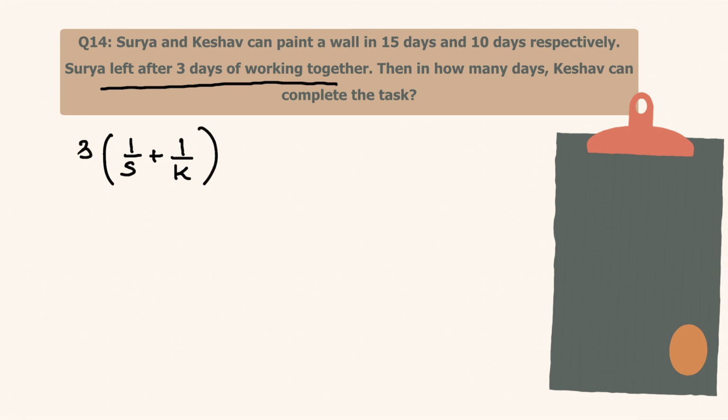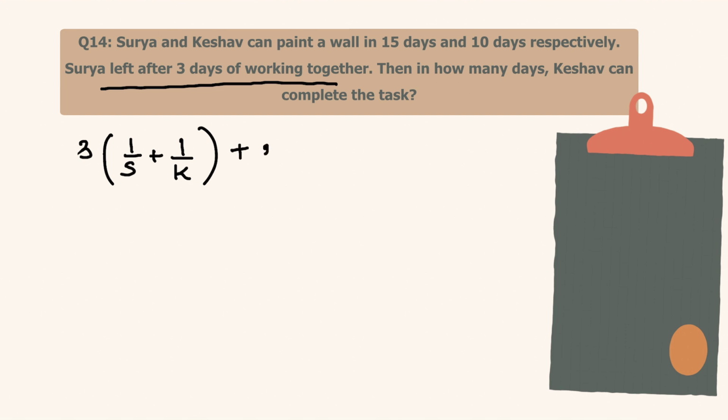This is the work done by Surya and Keshav in 1 day. This is the work done by them in 1 day, multiplying it with the 3 days they worked together. So we got 3 days' work here. And it is given how many days Keshav takes to complete the work. So Surya is gone now, only Keshav is there and he completed the work. How do we write it?